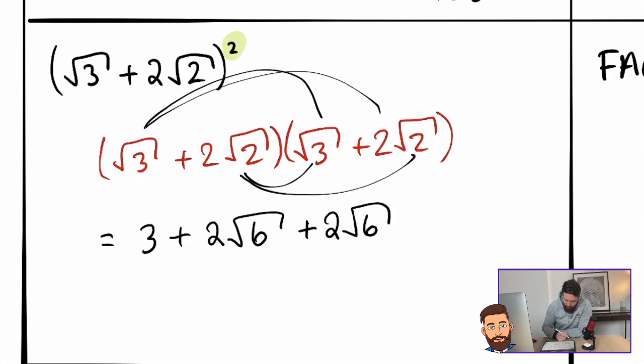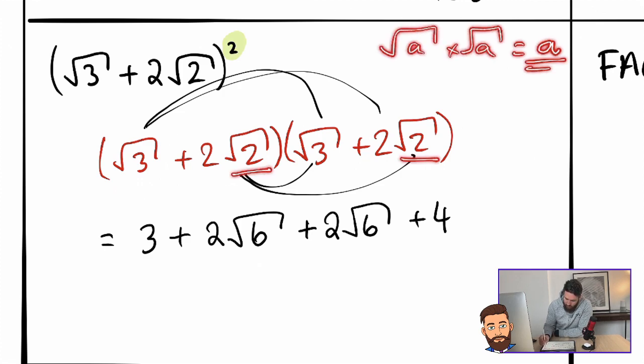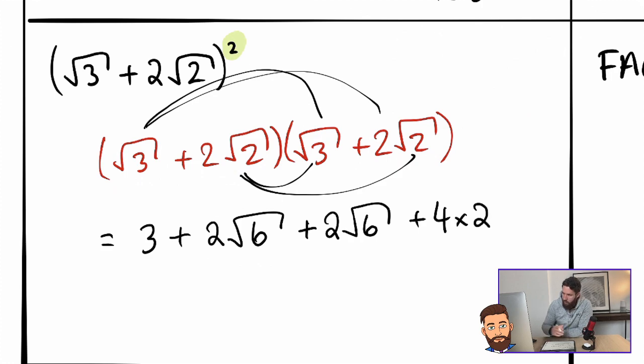And then finally, we've got 2 root 2 times 2 root 2. So 2 times 2 is 4. And then root 2 times root 2, recalling again, the same surd times together gives me just what is inside the surd, the square root cancels. We're going to end up with times by 2 because the square root's gone.